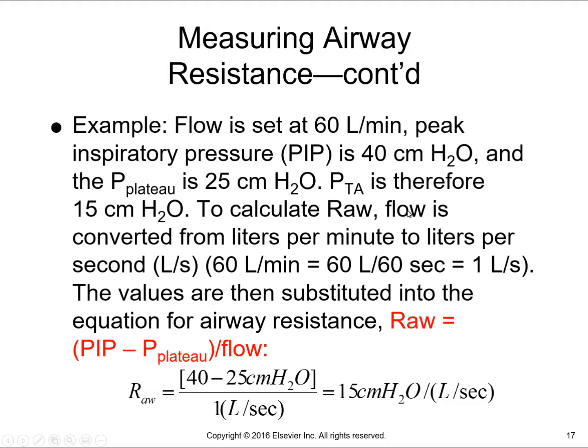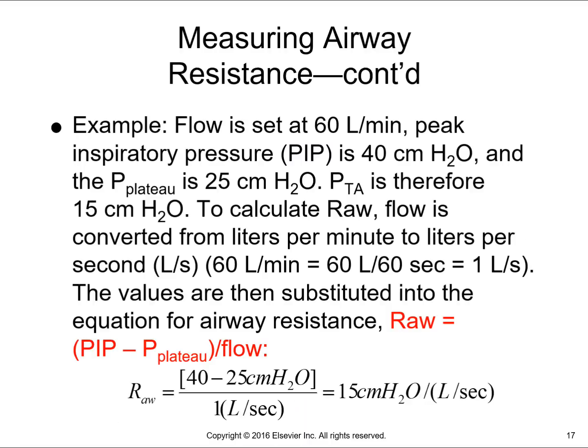Now here's the kicker. Flow is converted from liters per minute to liters per second. So I have a flow of 60 liters per minute divided by 60 seconds. That gives me 1 liter per second, which is beautiful in mathematics because whatever the numerator is, divided by 1, gives you that number. So you get 15 centimeters of water pressure of airway resistance.